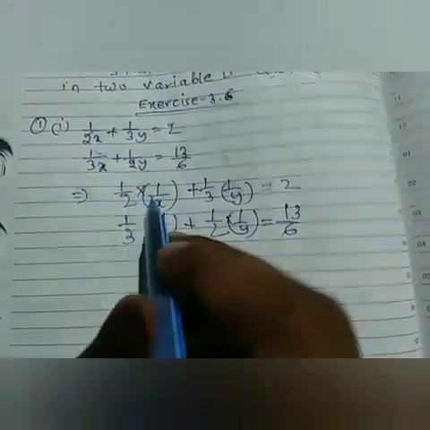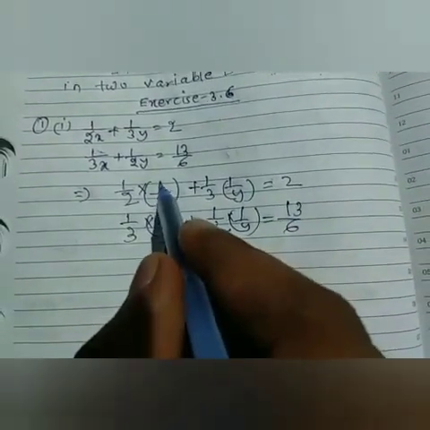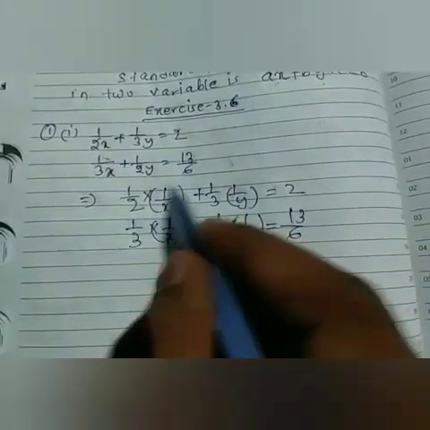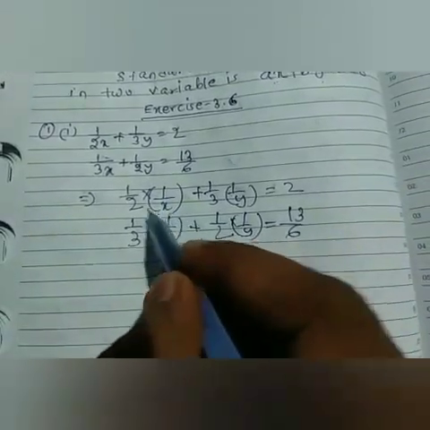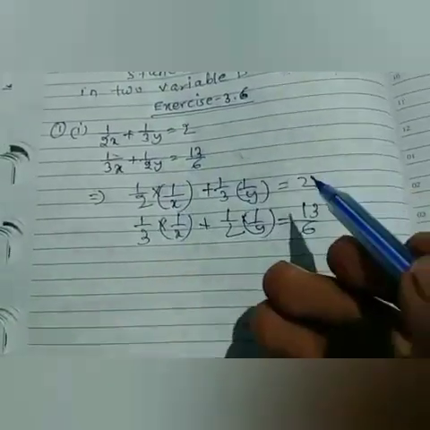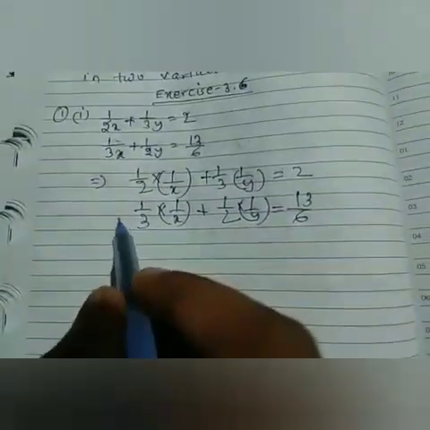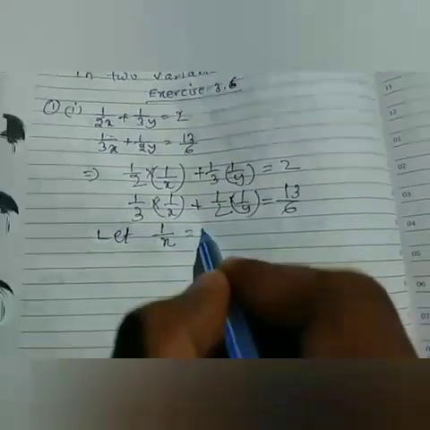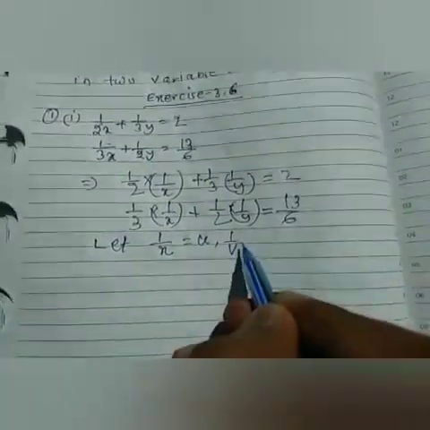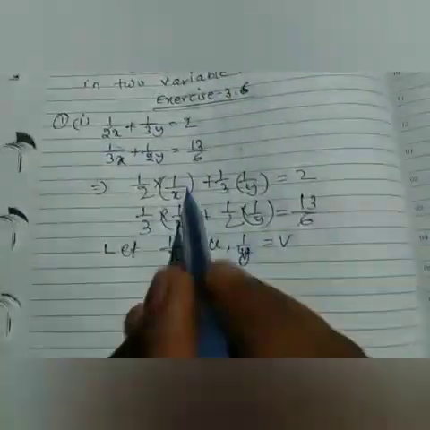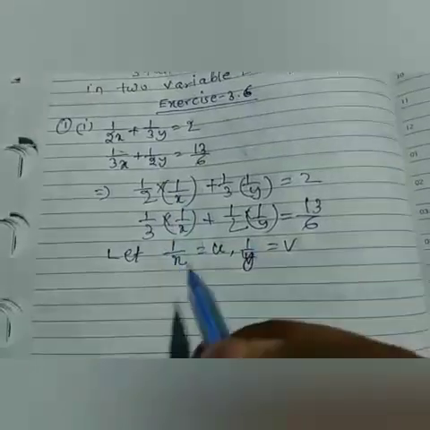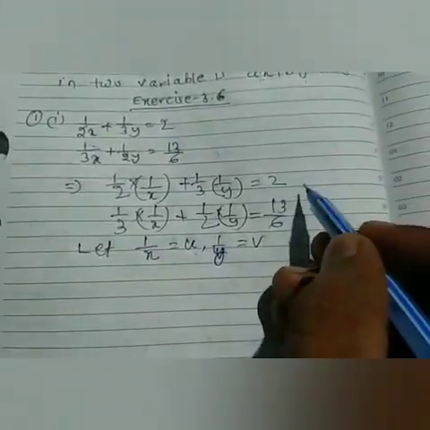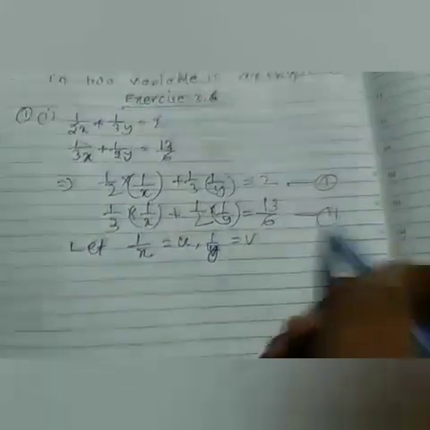We write the equation like this because we have to take another variable for this 1 by x. Since the variable is in the denominator, we take 1 by x in the form of another variable. Let 1 by x equal to u and 1 by y equal to v. So the equation becomes, this is the first equation, this is the second equation.